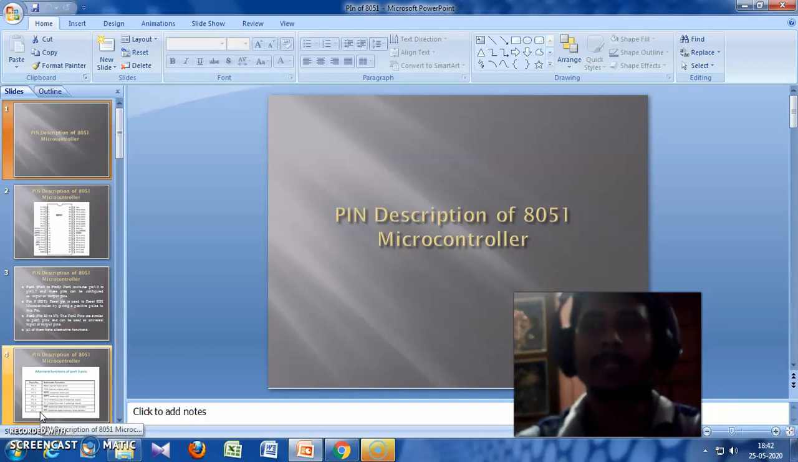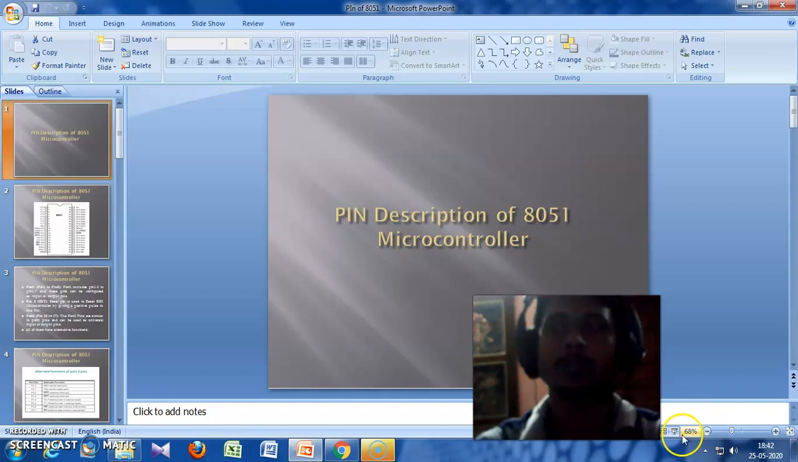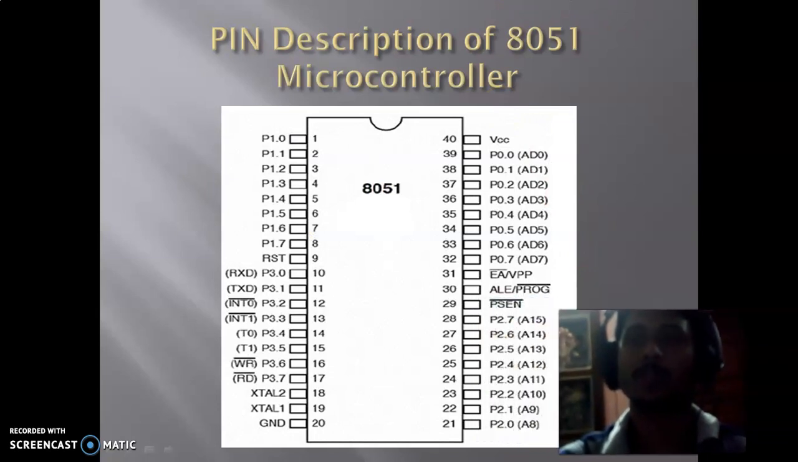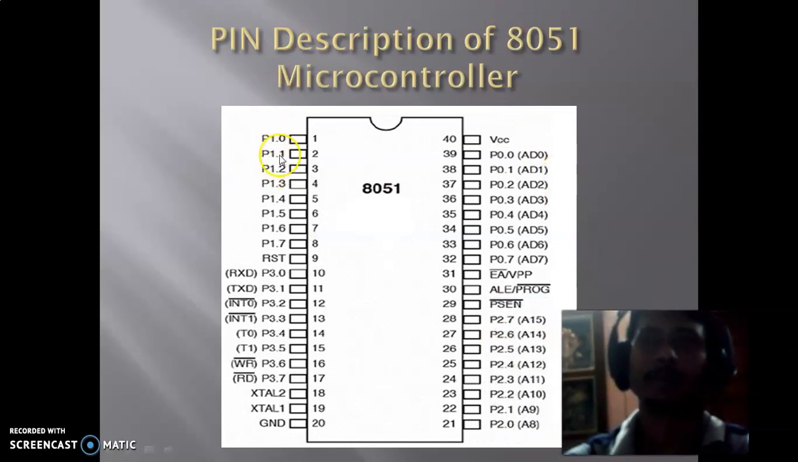I am just going to discuss the pin description of the 8051 microcontroller. So this is the pin diagram of the 8051 microcontroller, where we are seeing different pins from 1 to 8, that is used as port 1, and we have the RST pin, and here we have port 3, that starts from pins 10 to 17, and it has other functions: RxD, TxD, INT0 bar, INT1 bar, T0, T1, and WR bar, RD bar.